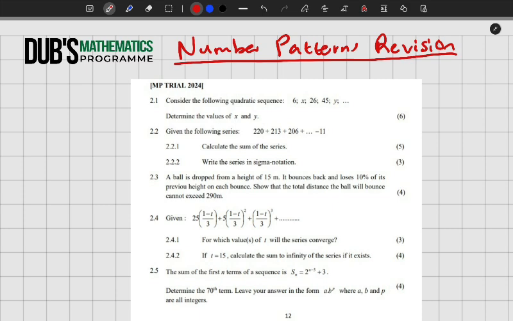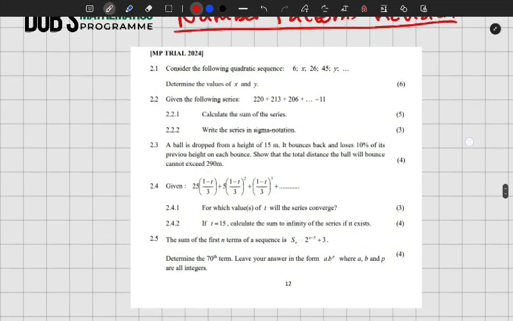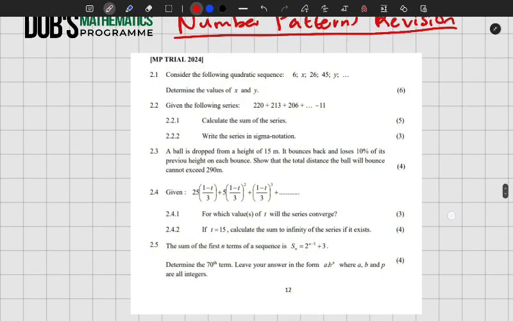We'll now look at the Mpumalanga Trial 2024 question paper. As you can see, they had around 5 questions. You're going to look at these questions. So let's look at the first one.